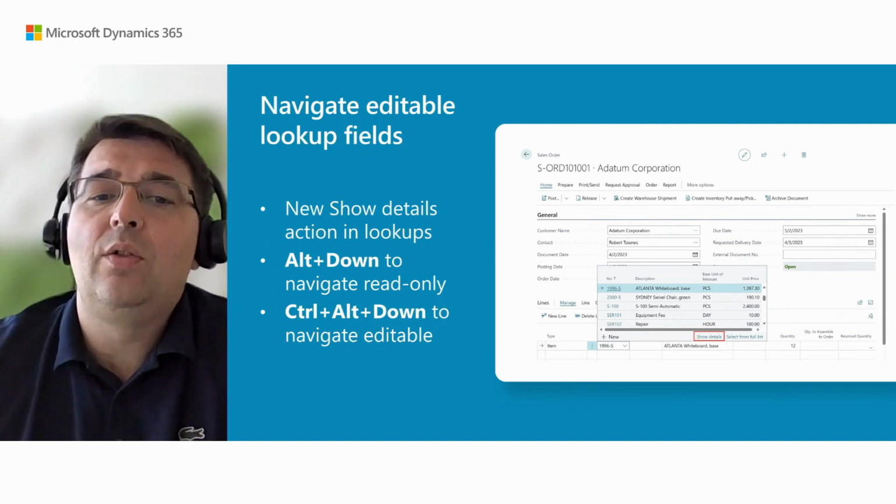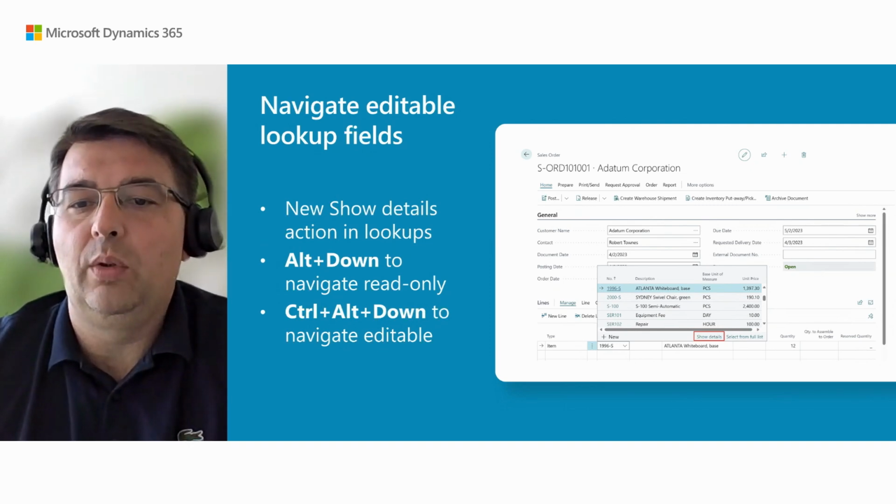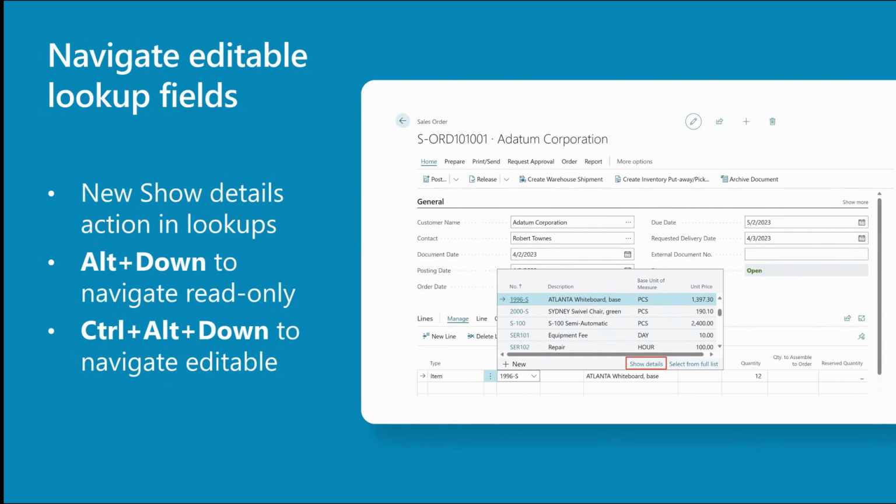Well, we've added show details to all simple lookup dialogues so that users that love using mouse to navigate to record details can utilize that. New keyboard shortcut was added. It's Control-Alt-Down, and it navigates the user to the related data definition. This keyboard shortcut works on simple and advanced lookups with records that have card pages or not.